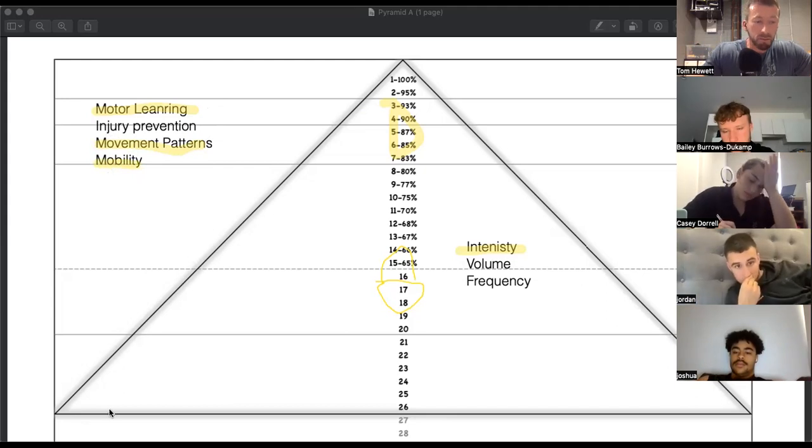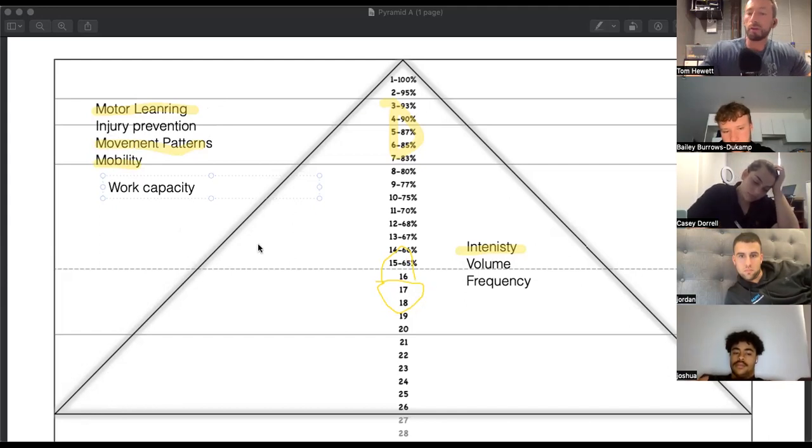Something else that they'll develop and that you want an initial client to do is work capacity. So by doing these higher reps with short rest periods, you actually develop the ability to train. So to actually start to push them harder, and they can actually start getting some meaningful workouts in. So work capacity is another thing that you want for a beginner client.